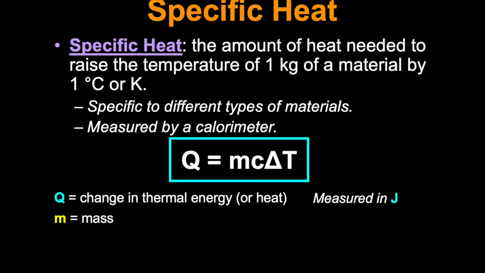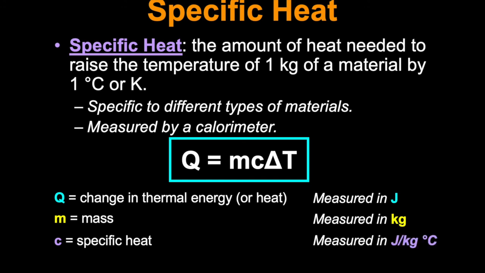M is still mass. We measure mass in this class in kilograms. And then C, which is a new variable, is specific heat. So that is the specific heat in this problem. So mass multiplied by specific heat, and a new unit here. It might not be a bad idea to highlight this, underline it in your notes, write it down, so make sure that you're including this unit when you're calculating specific heat: specific heat is measured in joules per kilogram for every degree Celsius.